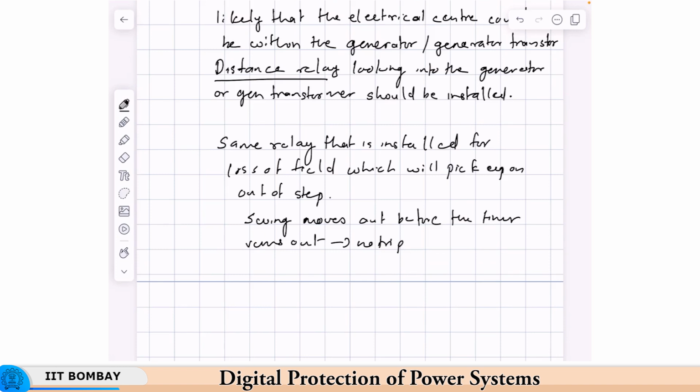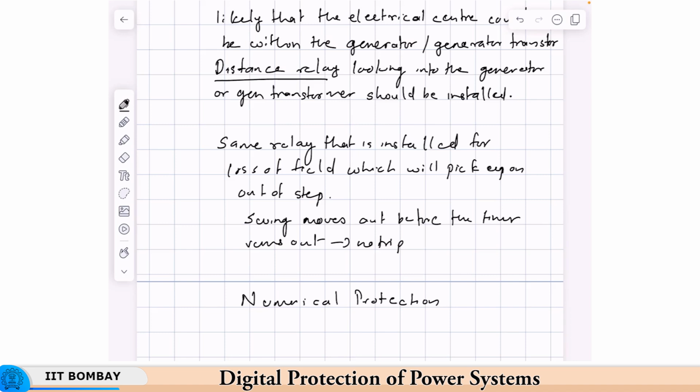Now, we have completed the important protections that are to be provided for the generator. Only we have not made a distinction between conventional relays and numerical relays or numerical protection, because you could use either relays. Only in one place in the differential we mentioned that the hard wiring need not be done. Okay.